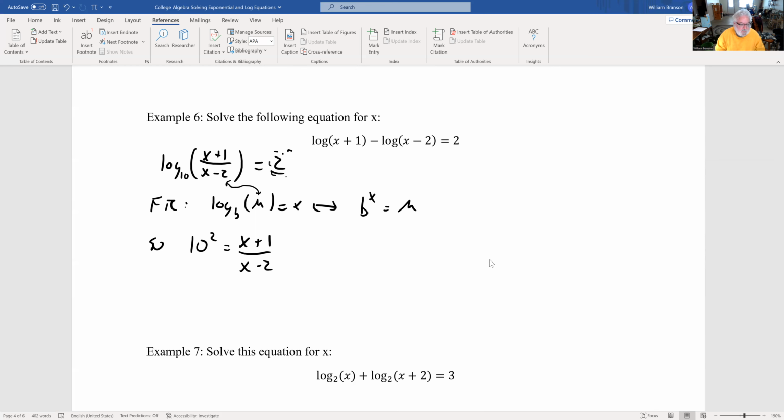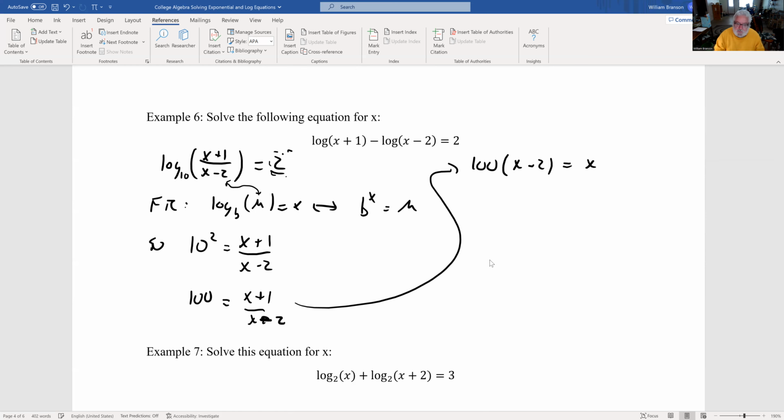And now we need to solve for x. So 10 squared is 100. It's supposed to be x minus 2, x plus 1. Multiply both sides by the x minus 2. Going to get all my x's on one side by subtracting an x from both sides, and all my numbers on the other side by adding 200 to both sides. Then I get x equals 201 over 99.